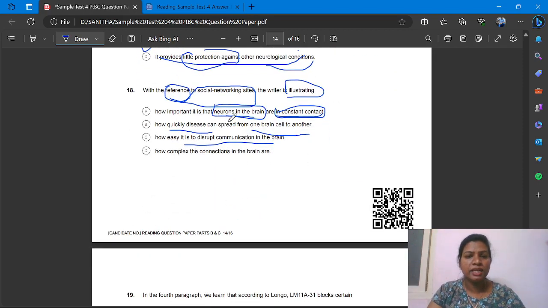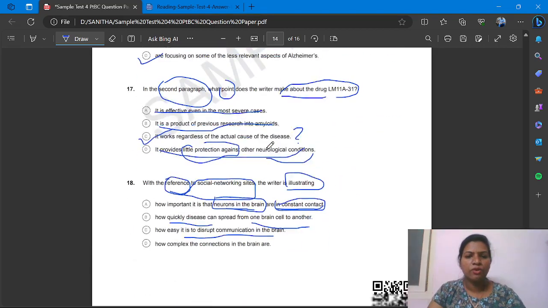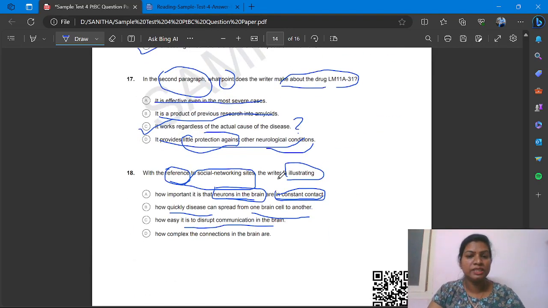How important is it that neurons in the brain are in constant contact? Okay, constant contact, illustrated with social networking. How important? We have doubt about this, so we can mark it as a query. Next option: how quickly disease can spread from one brain cell to another.